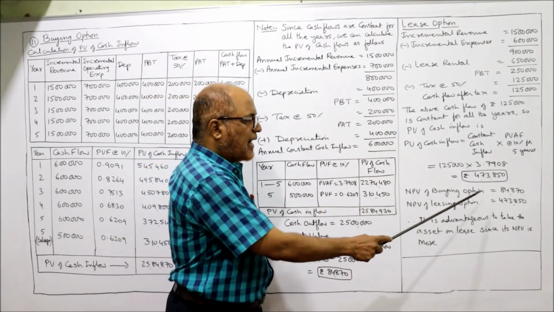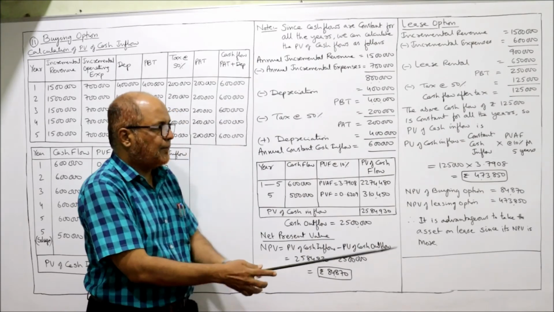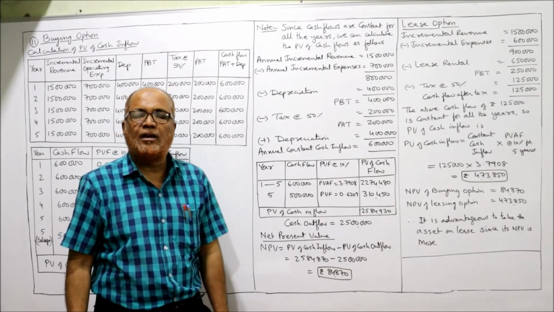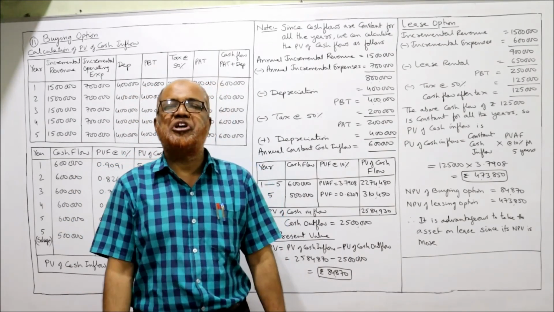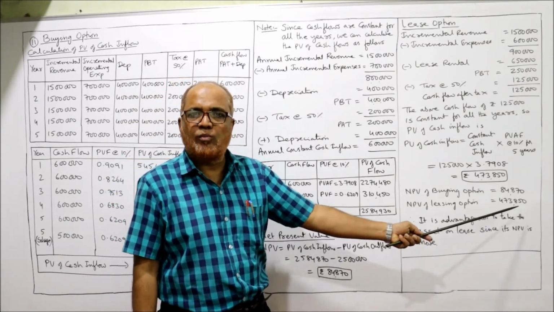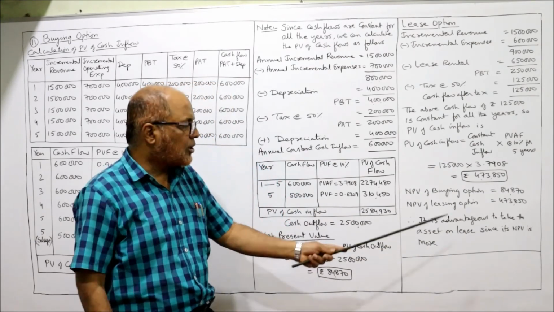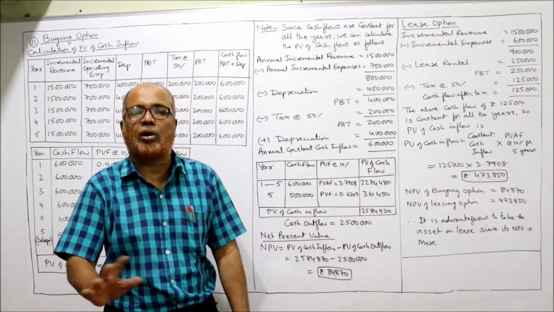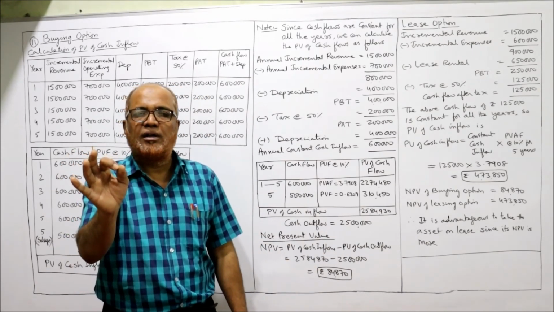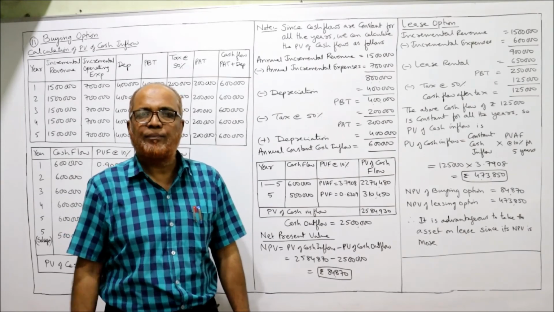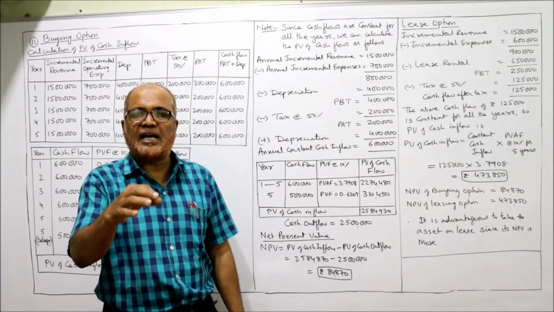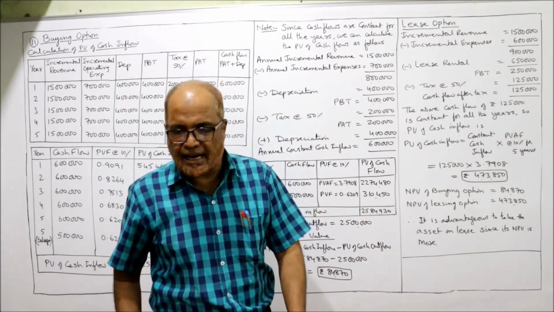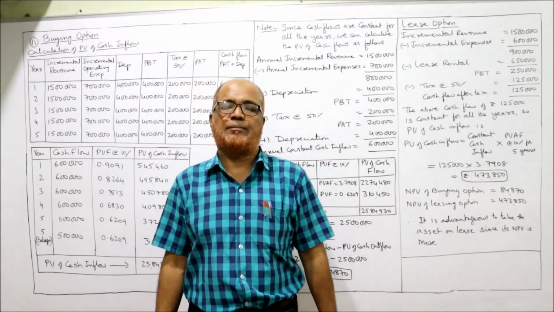Now NPV of buying option 84,870. NPV of leasing option 4,73,850. Now compare which option's NPV is more. The NPV is more in the leasing option. So the ultimate conclusion: it is advantageous to take the asset on lease since its NPV is more. Finally, we give the suggestion to the company to go for leasing. If we take the asset on lease, our NPV will be more. That's all. So this is the end of problem number 11.